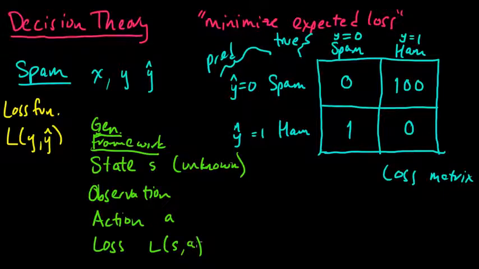So you're using the observation that you get to try to figure something out about the state. This is known, of course, because you observe it. And this is known, of course, because you choose it. And this is the general framework. You can think about it as a game where there's some state, you get an observation, you take an action, and you get a loss.